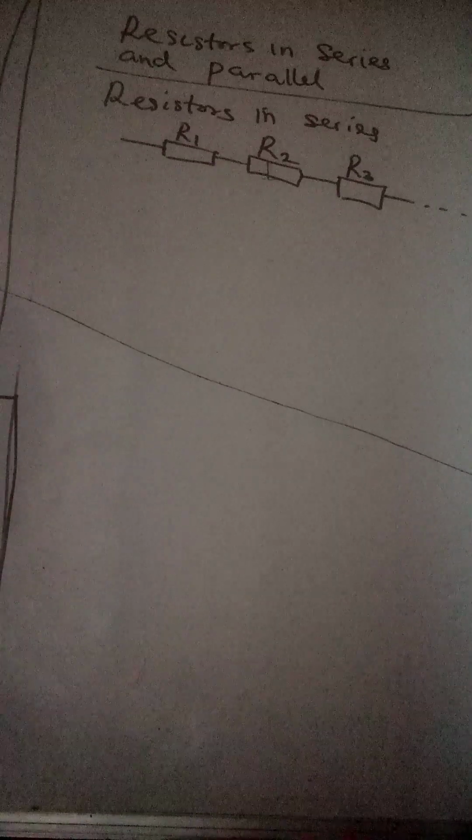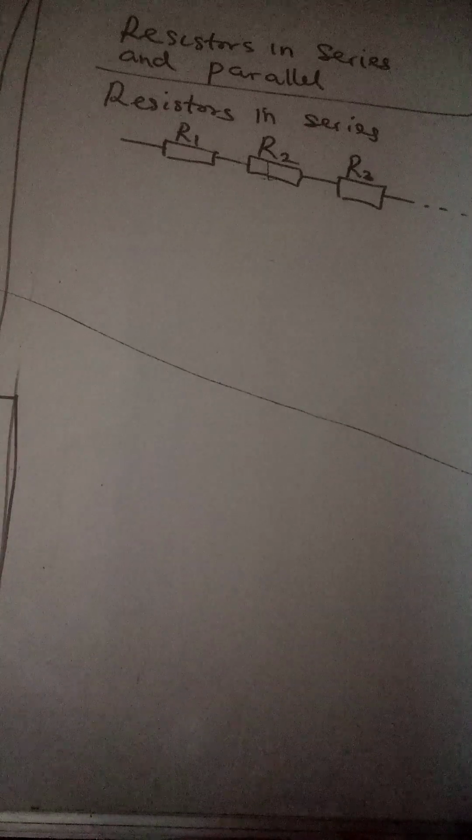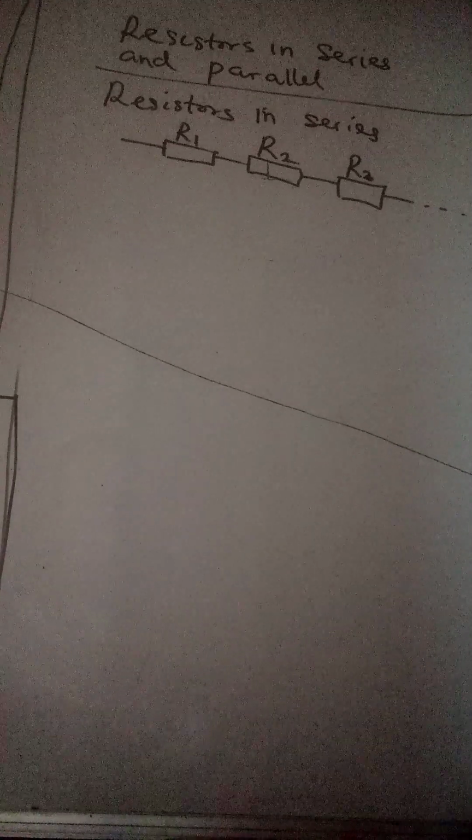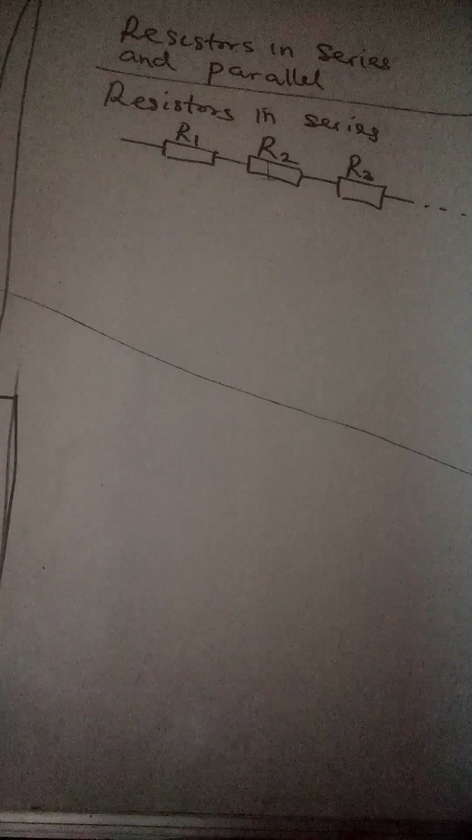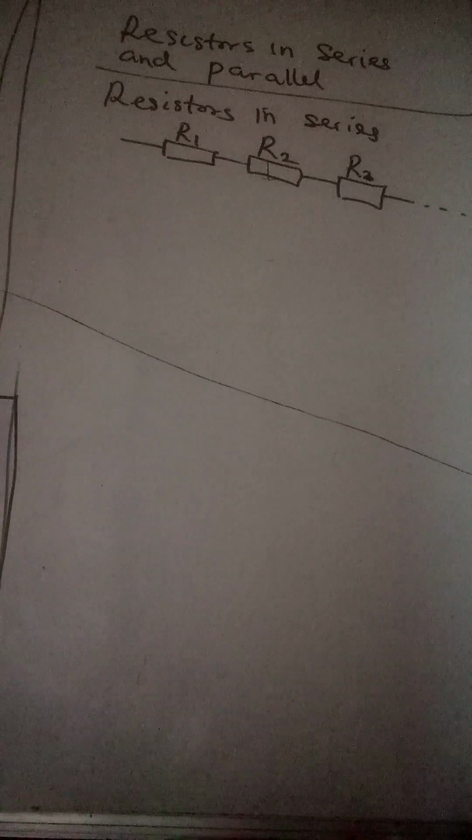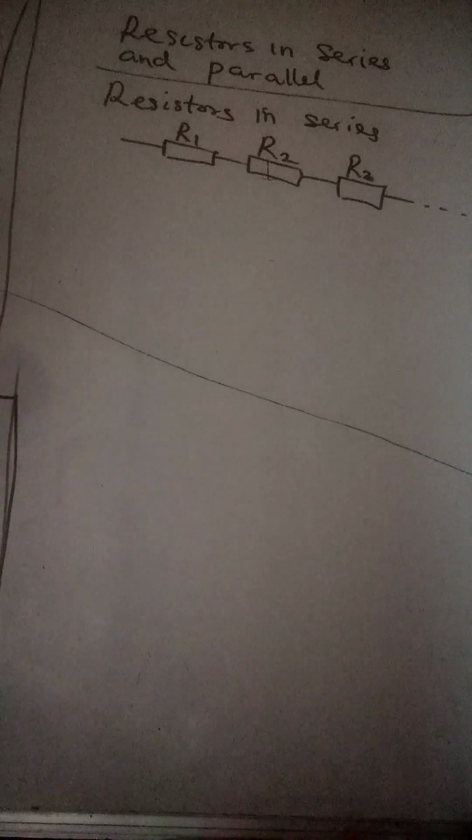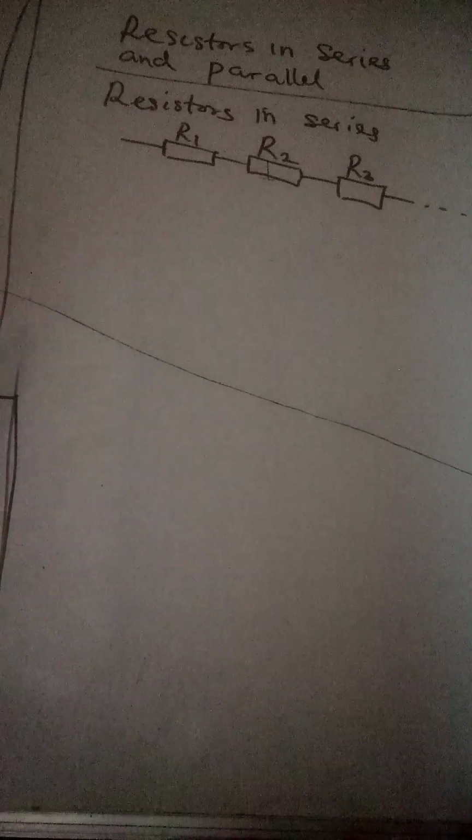Today, we want to have a look at part 3 on the topic current electricity. In this part 3, we are going to discuss resistors in series and in parallel. How to calculate equivalent or combined or total resistance of all resistors arranged in series and in parallel.